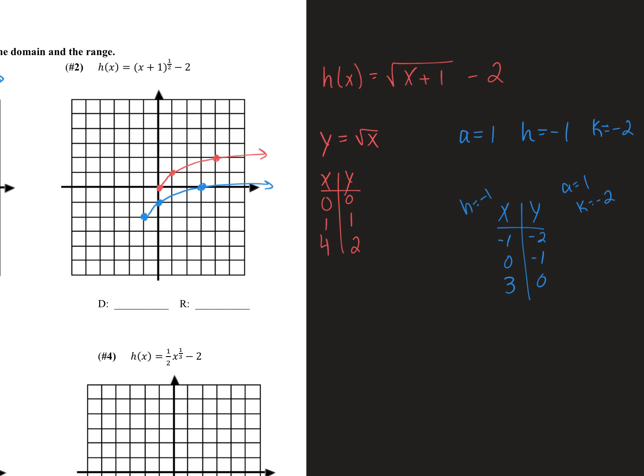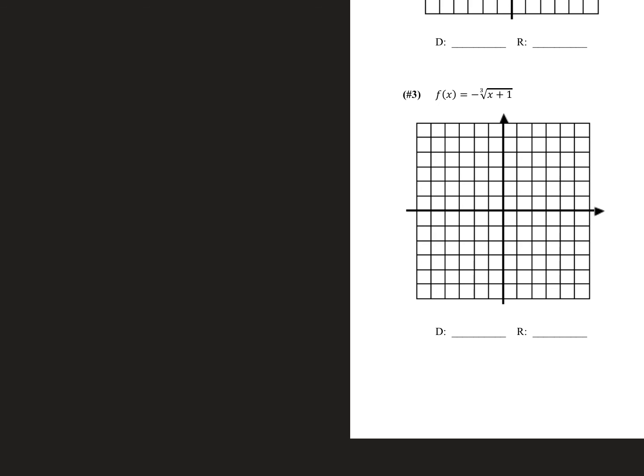Now we're done. Remember that h changes the graph horizontally, and k changes it vertically. So this means we're moving to the left 1 and then down 2. Notice how each of these points is moving left 1 and down 2. So really all we're doing is taking each point and shifting it to the left and moving it down 2 units. Okay, we're going to move on to number 3.